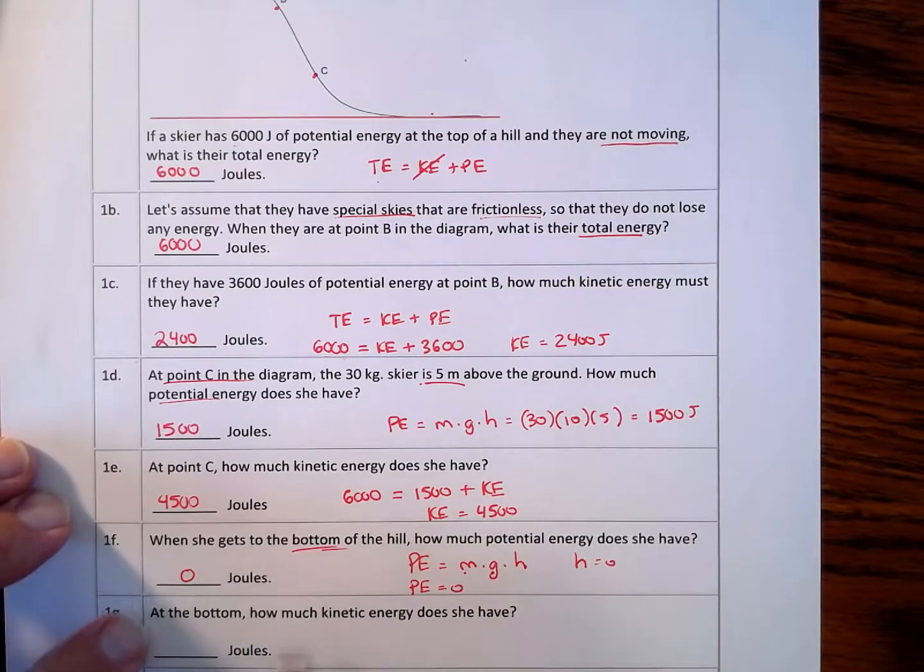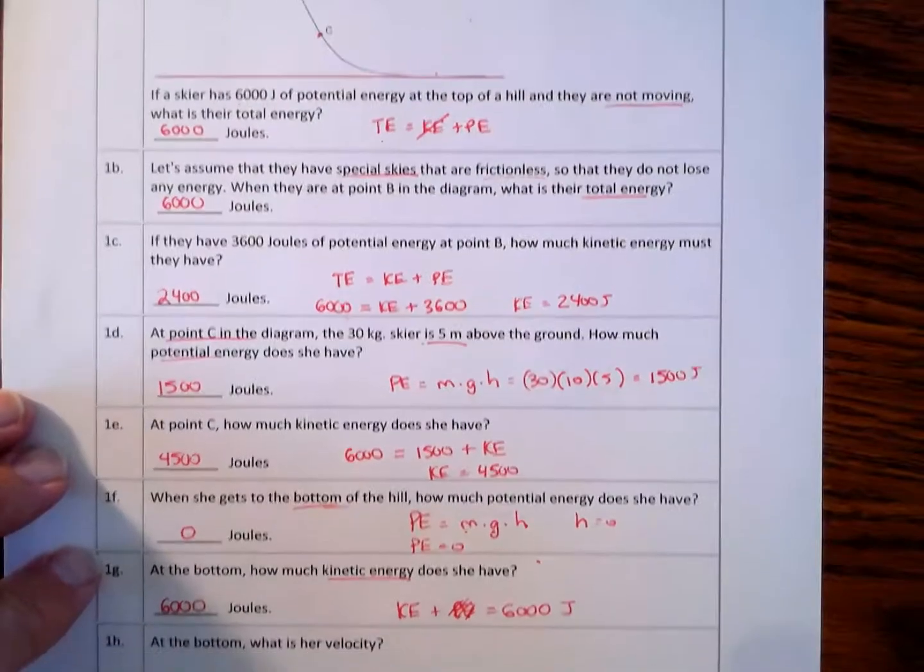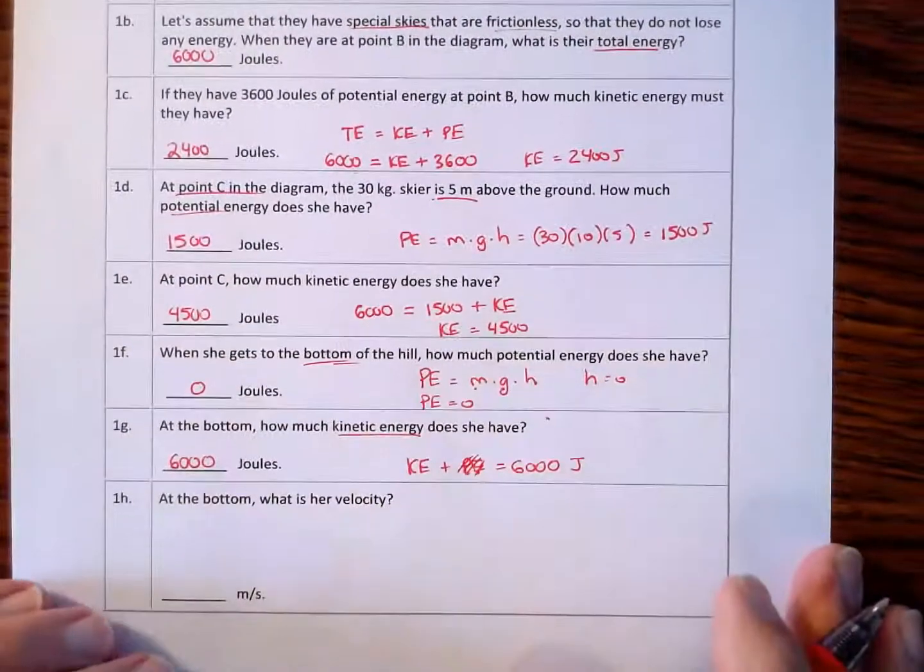So if she has no potential energy, what is her kinetic energy? Well, we know her kinetic energy plus her potential energy have got to add up to the total energy, which for this problem is 6,000 joules. And if I told you there was no potential energy, then what must kinetic be? Well, if the kinetic plus the potential got to add up to 6,000 and there's no potential, then the kinetic energy must be 6,000 joules. At the bottom of the hill, all of her energy is kinetic.